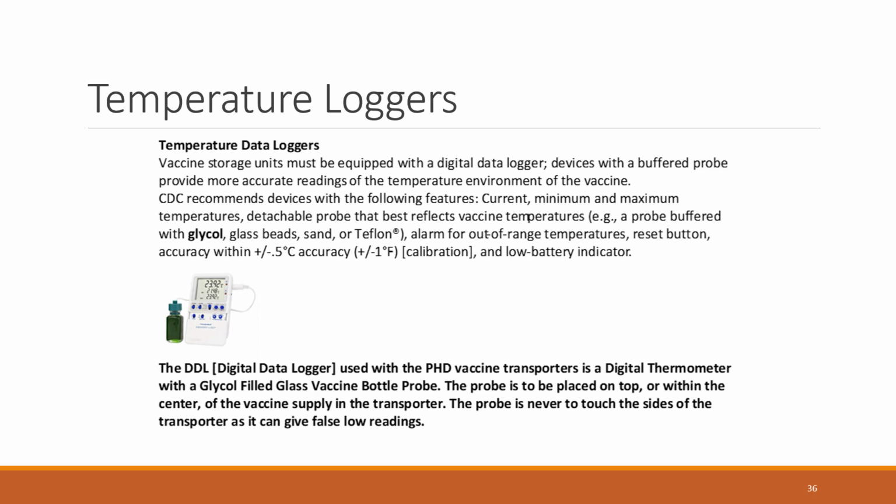The DDL used with the PhD vaccine transporters is a digital thermometer with a glycol-filled glass vaccine bottle probe. The probe is to be placed on top or within the center of the vaccine supply in the transporter. Again, the probe is never to touch the sides of the transporter, as it can give false low readings. So, a question: how can the DDL reflect a false temp excursion? If the probe touches the cold tiles on the inside of the transporter, it will be reflected on the DDL as a low temperature below 36 degrees Fahrenheit, and it'll be a false temp excursion.